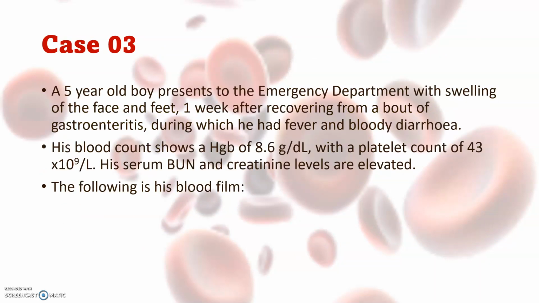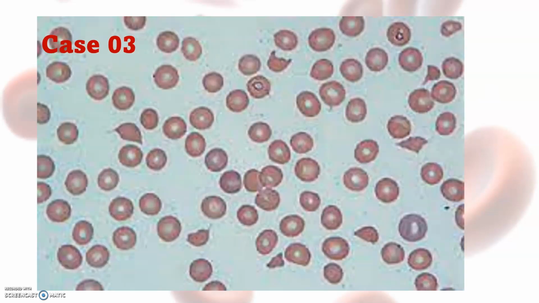In case 3, we have a 5-year-old boy with swelling of the face and feet 1 week after recovering from gastroenteritis, in which he had fever and bloody diarrhea. His hemoglobin is 6.6, his platelet count is 43, and his blood urea and creatinine levels are elevated. You may want to pause the video here and have a go at coming up with a diagnosis. What does this film show?